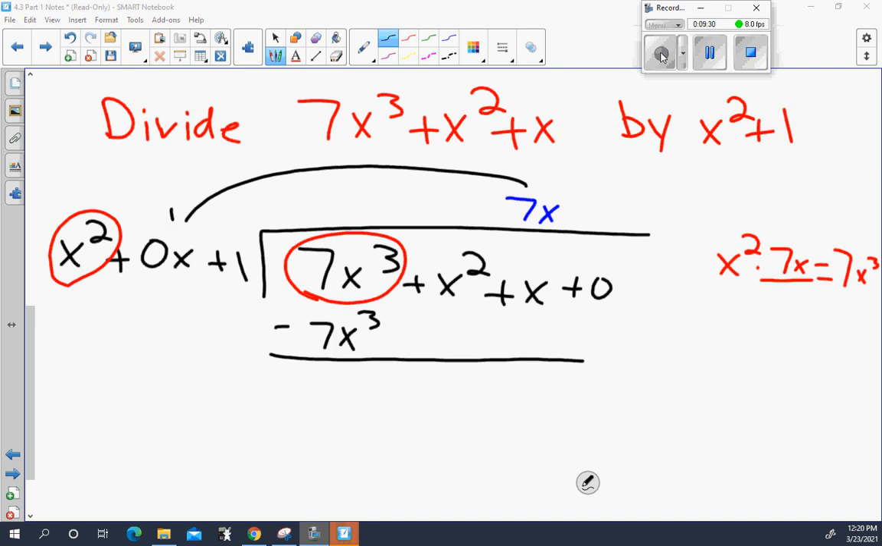But now we have to multiply by two things, right? What's 7x times 0x? That is 0x squared. And then 7x times 1 is 7x. And I'll subtract. I get x squared minus 0x squared is just x squared. x minus 7x is negative 6x, and I'm going to drop down the 0, plus 0.